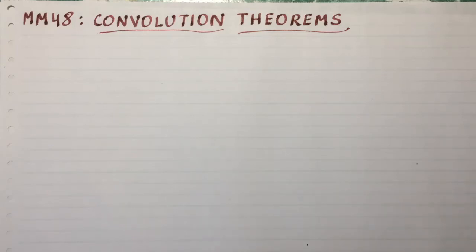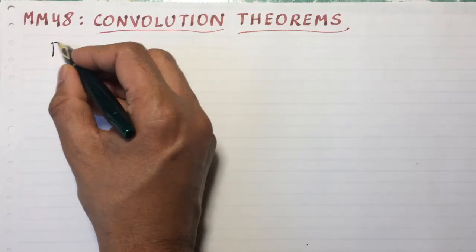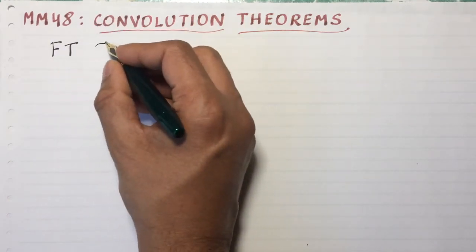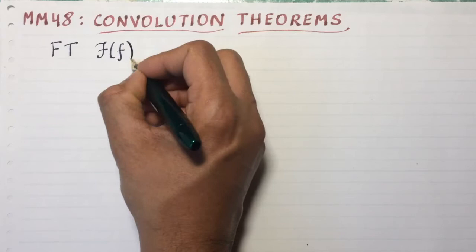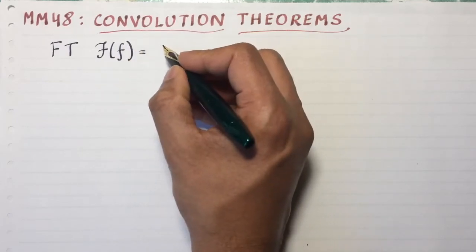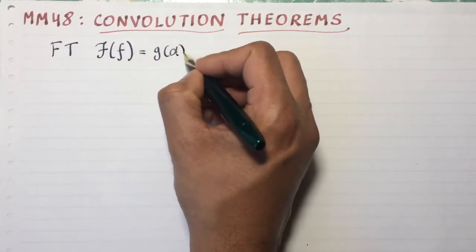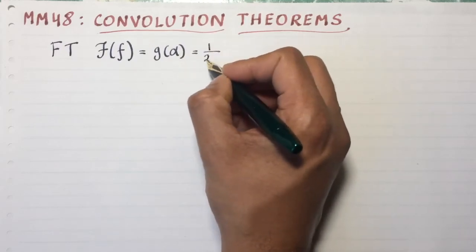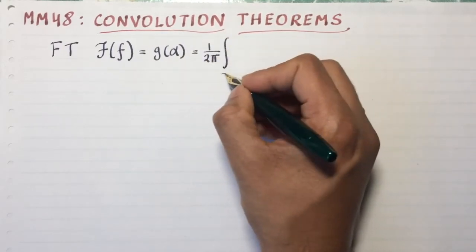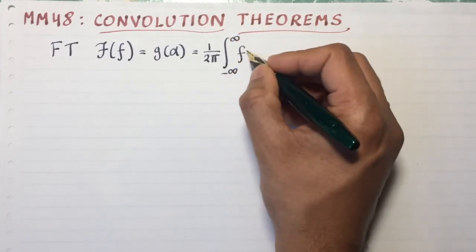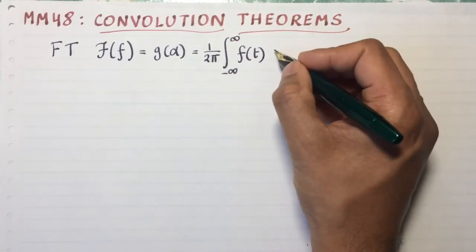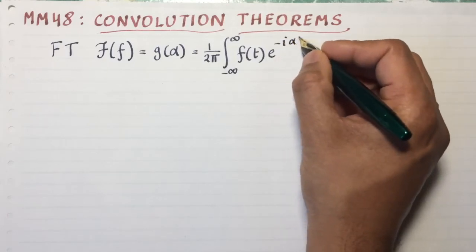We are going to discuss an important property of Fourier and Laplace transforms called convolution. Let me first recall the definition of the Fourier transform. The Fourier transform of a function f, sometimes called g of alpha, is the integral from negative infinity to infinity of the function of the variable t, e to the minus i alpha t dt.